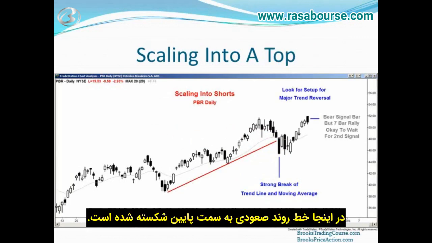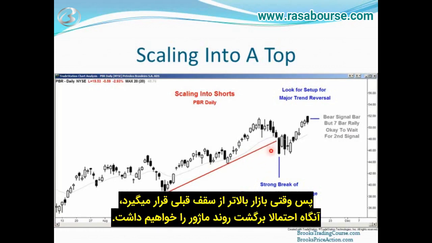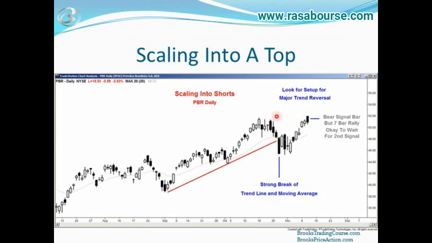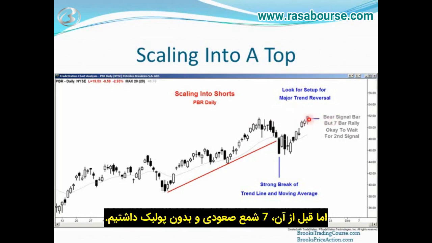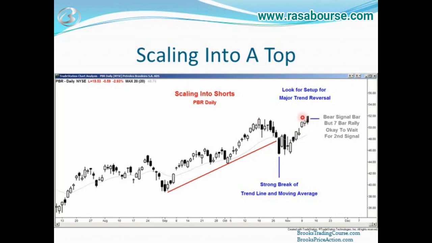There was a strong break below the bull trend line, so traders will be thinking about the possibility of a major trend reversal when the market gets up to the prior high. Okay, so there's a bear signal bar, but we've had 7 consecutive bars without a pullback. So a bull microchannel and a bull trend, probably not a reliable sell setup. So most traders would not short below that bear bar, even though it's a double top major trend reversal.